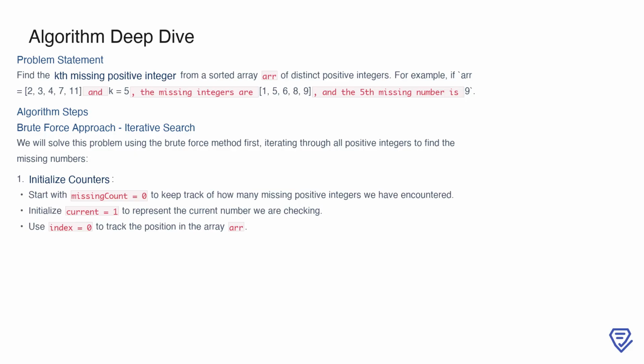To approach this systematically, we can first use a brute force method where we iterate through all positive integers and identify the ones missing from the array. The algorithm starts by initializing a few counters: missing count, which keeps track of how many missing numbers we've encountered so far; current, which represents the positive integer we're currently checking; and index, which helps us traverse through the array arr. These counters lay the groundwork for our iterative search process.